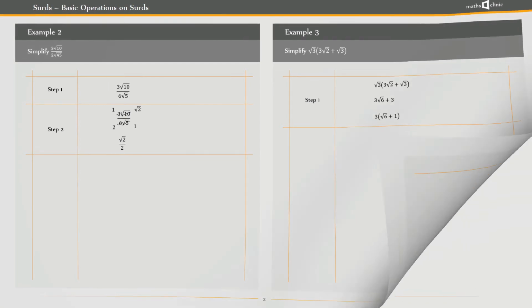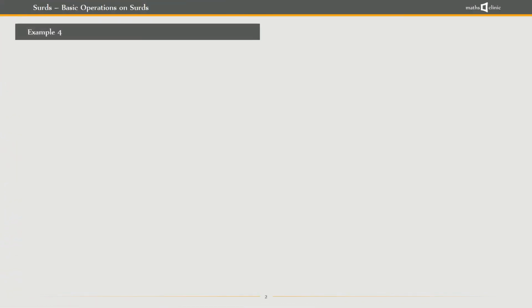Example 4 is a very interesting one. Okay, it's pretty much the same as algebra. It looks hard, but it's actually quite easy. So simplify 8 minus 3 root 6, all in brackets, multiplying 2 root 3 minus 3 root 2, all in brackets. Just think of it as x plus 2y multiplying x minus y. It's a very straightforward expansion process. Let's just jump into doing that right now.